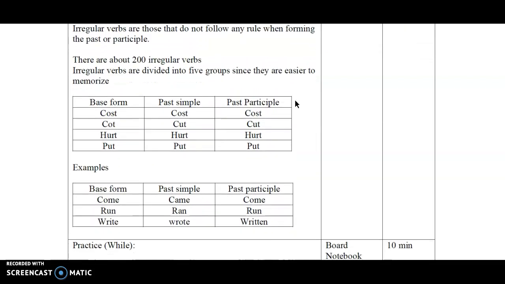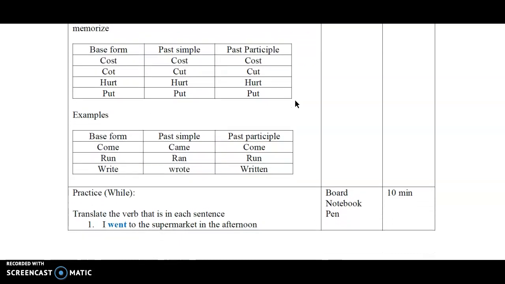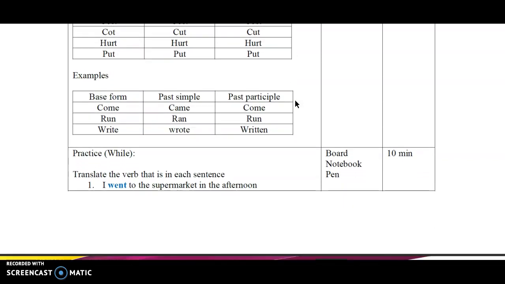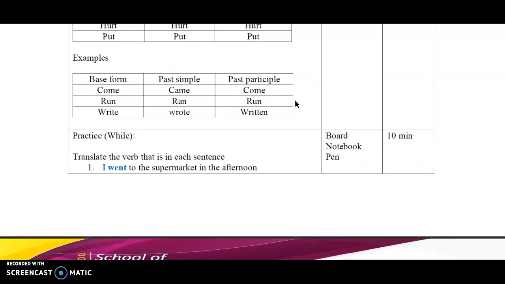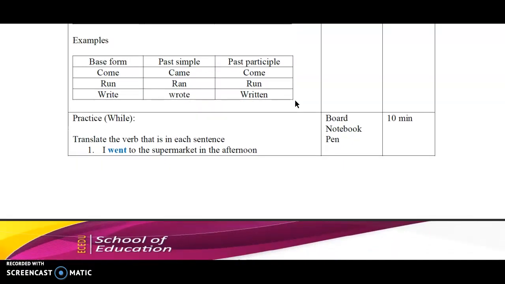Base form, past simple, past participle. Cost, cost, cost. Could. Example: base form, past simple, past participle. Come, came, come. Run. Write, wrote, written.